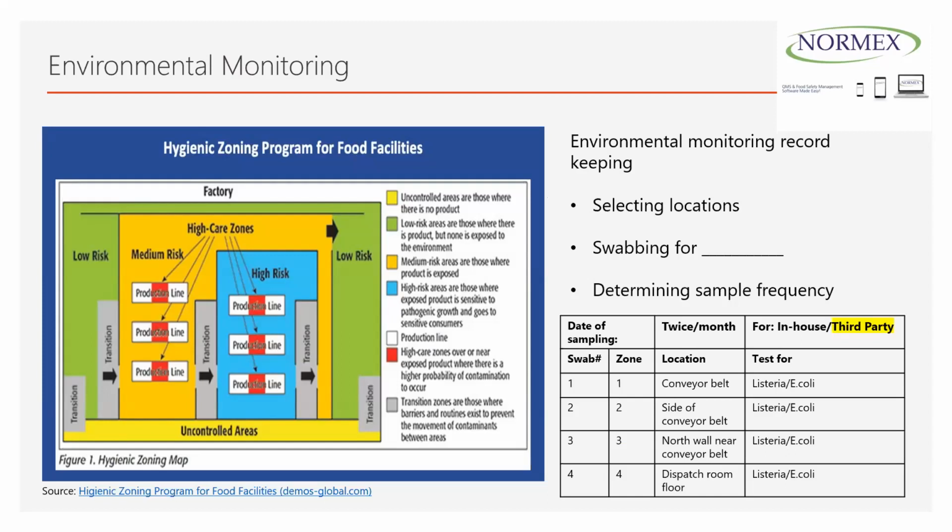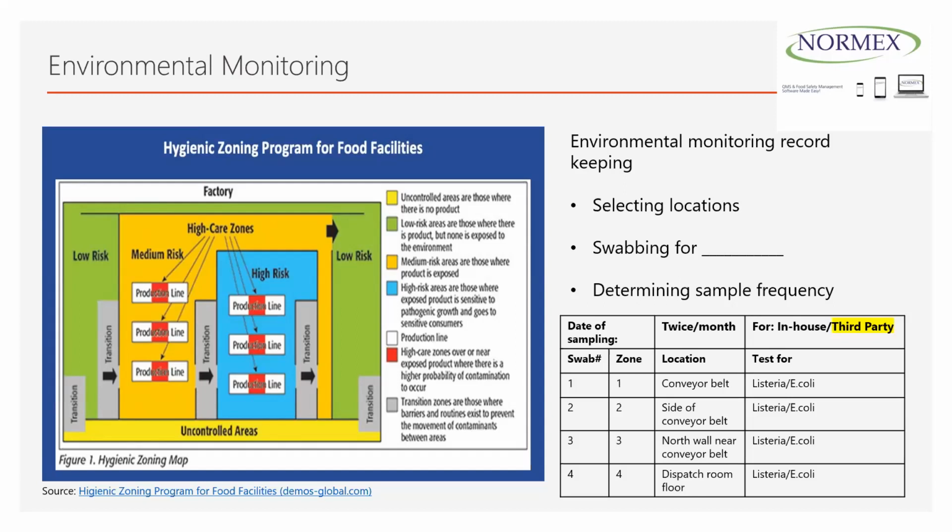So next, this is a map of the hygienic zoning program for food facilities. This is another way of dividing your food facility in high risk, medium risk, and low risk areas, so that your team knows that when we are moving from high risk zones to low risk zones, we need to change gloves. We need to re-clean containers or stainless steel buckets, if you're taking from a high risk zone to a low risk zone.